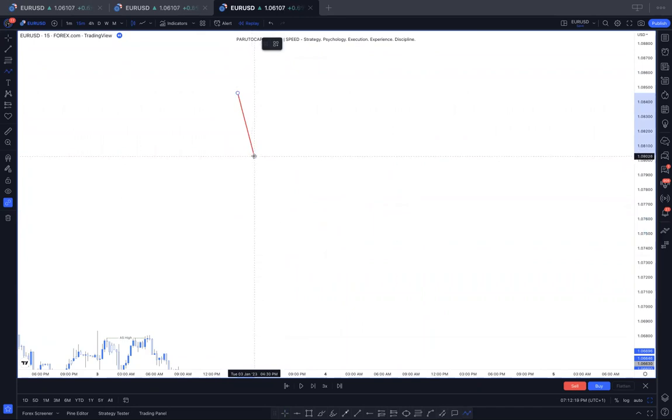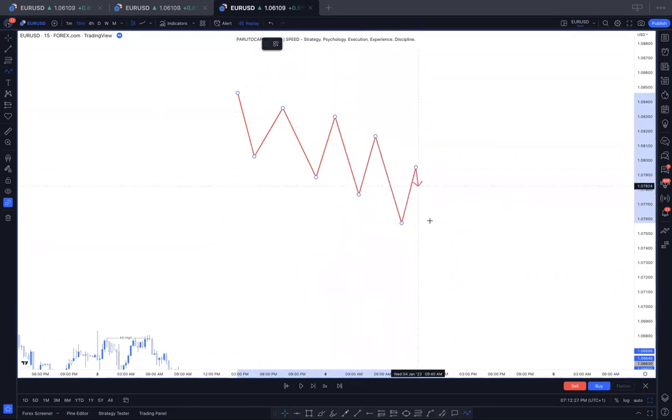It comes down, makes a low and then reverses, a lower high, and then makes a low, and then a lower high, and then makes a low, and then a lower high. The market does this. This is, of course, a downward trending market. We've already gone through this.